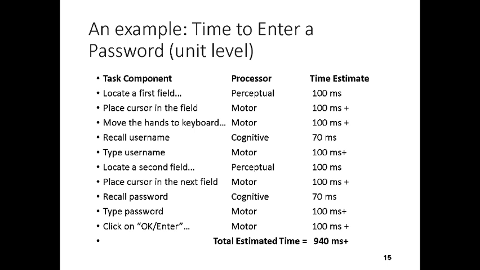So here's an example, or we've already seen this slide, right? So let's look at the slide again. The unit task level is very much like the cognitive task analysis. We have all of the task components, breakdowns, the processors, and the time estimates. That's the exact same thing as the cognitive task analysis. So this is how GOMS is very similar to the cognitive task analysis.